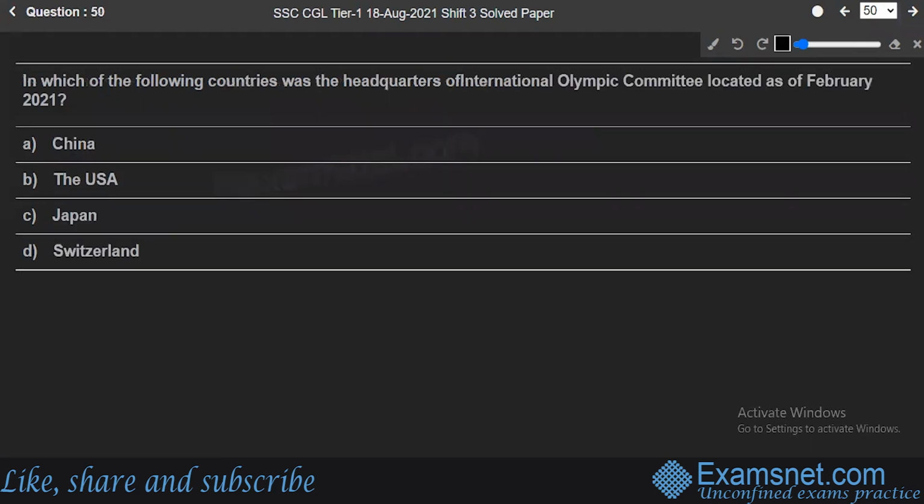Next, question number 50. In which of the following countries was the headquarters of the International Olympic Committee located as of February 2021? China, USA, Japan, or Switzerland? Well, the International Olympic Committee is a non-governmental sports organization based in Switzerland.